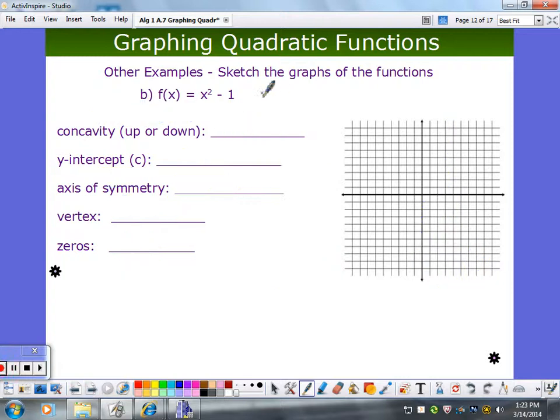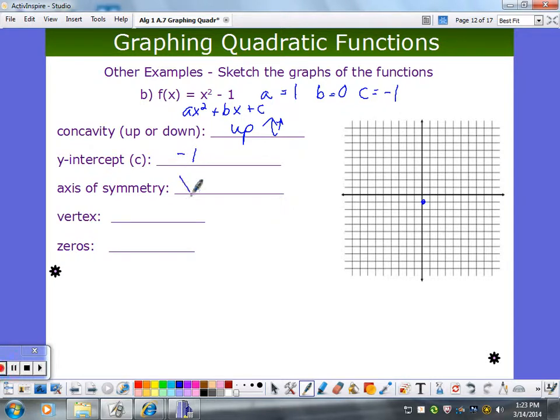Another example: y equals x squared minus 1. So a equals, b equals, c equals what? What's a? 1. What's b? 0. And what's c? We need to back up. Why is this thing 0? Right? The x term is missing. The only way it's missing is if b is 0. Alright, so am I concave up or down? Up, so I'm a smile. Y-intercept? Negative 1.